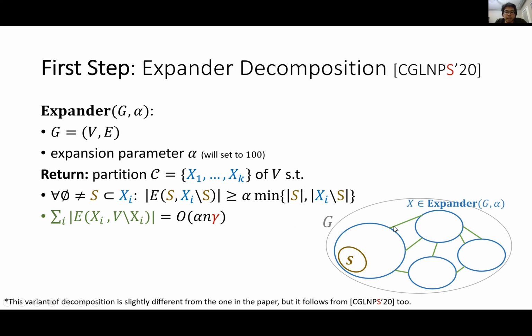And another thing is that the number of edges crossing the blue components is just around N, basically, where this gamma term is small, and alpha will be set to be some constant. And the time to compute is also almost linear. So that's expander decomposition. Each part is an expander, it kind of expands, and the number of edges crossing the parts is around N.